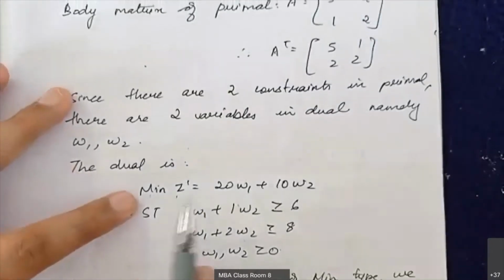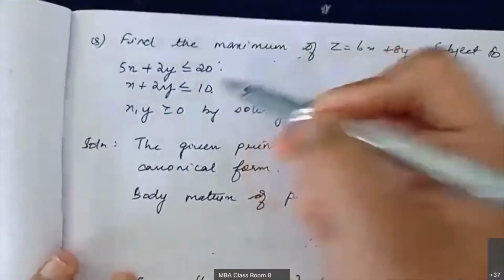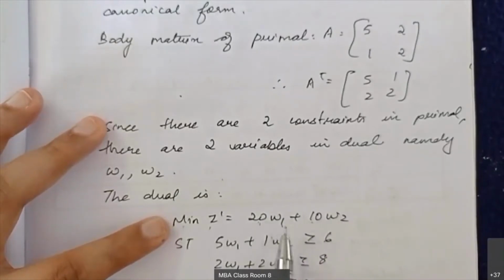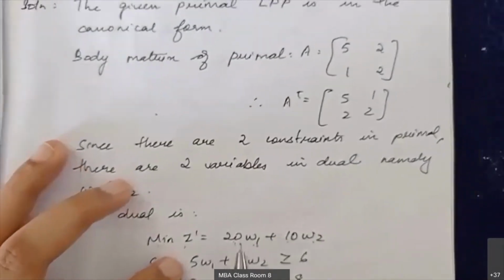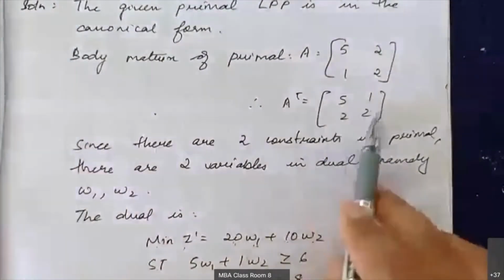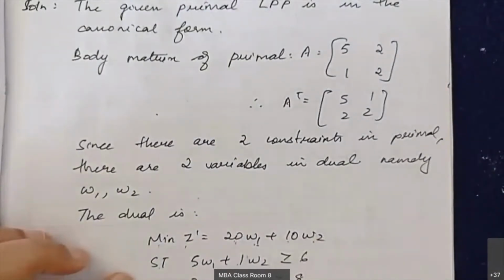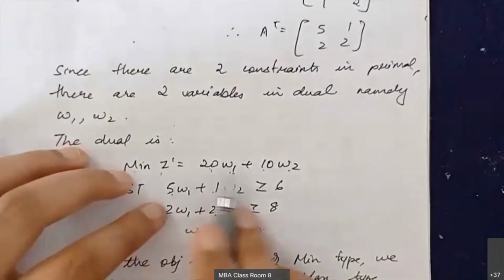Now, what are the right hand side of the constraints? 20 and 10. So 20 and 10 will be the objective function coefficients. Then I will fill it with the variables W1 and W2. Similarly for the constraints, we have already got the transpose of the matrix, 5, 1 and 2, 2. So I have 5, 1, 2 and 2. Fill it with the variables.